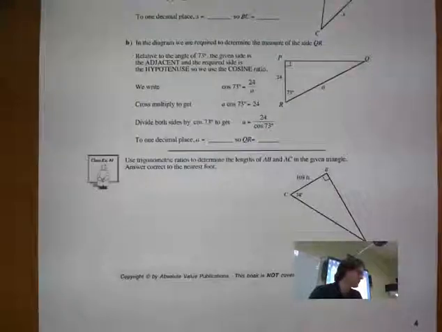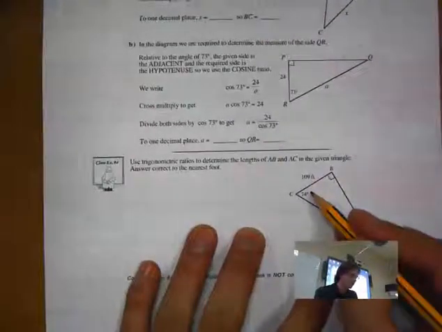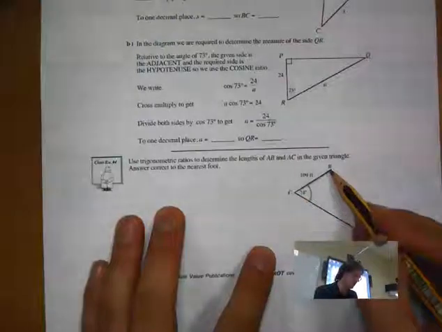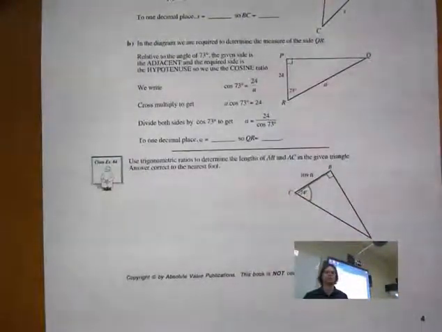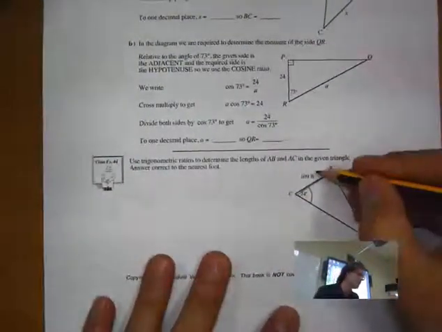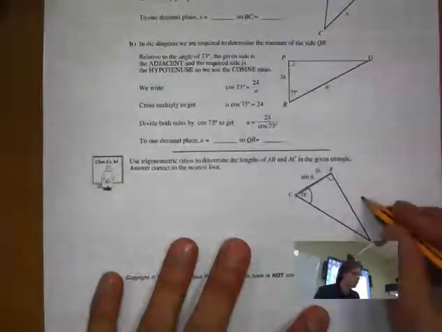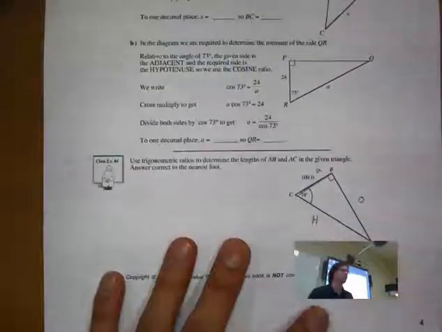4. So example number 4 says, use a trigonometry ratio to determine the lengths AB and AC of the given triangle. So we know 74, and we know this angle here. This angle is what of 74? That is the adjacent. So this is adjacent. Okay? We don't know the opposite, and we don't know the hypotenuse of 74.